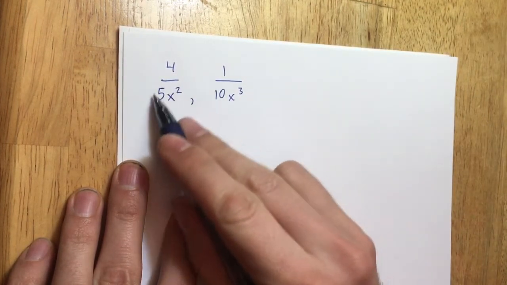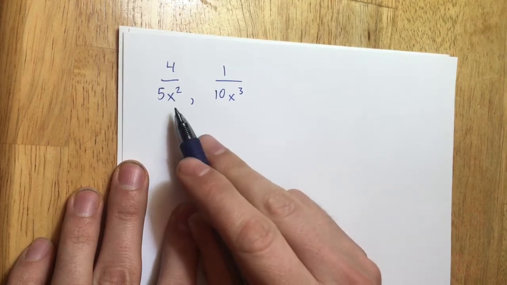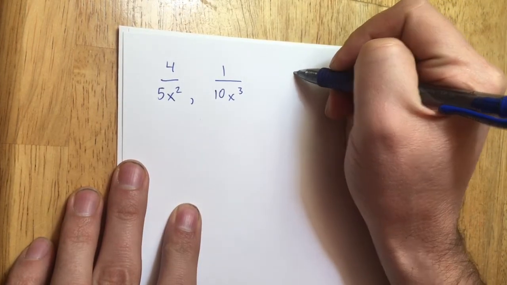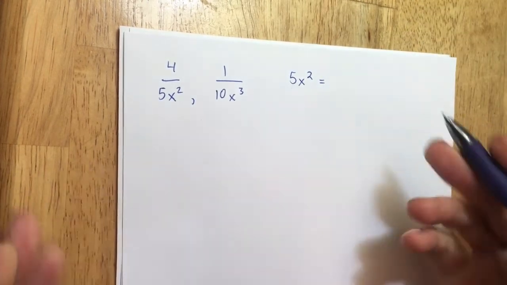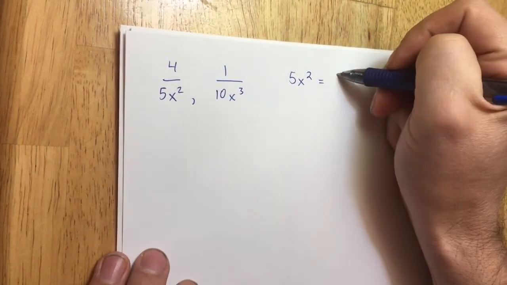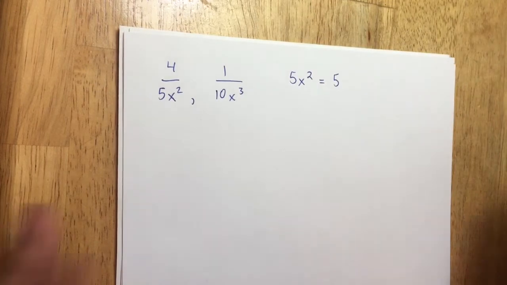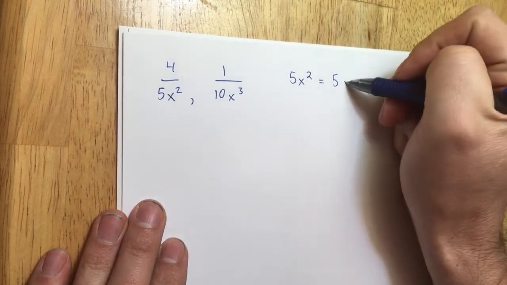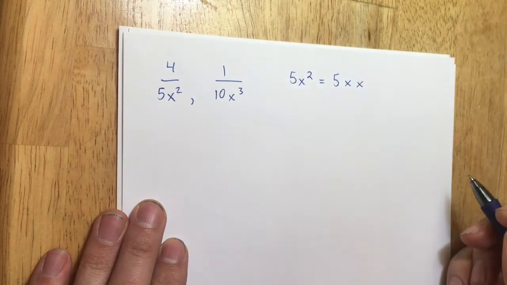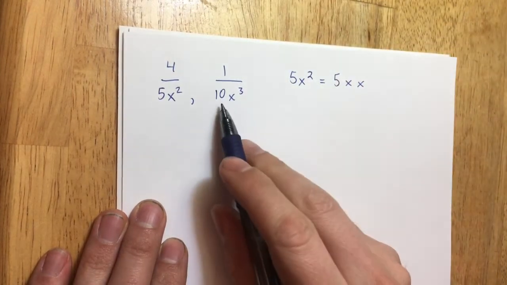So I write down this denominator fully factored. When I write down 5x squared, I can factor 5. Well, 5 is a prime number. It's already fully factored as far as it goes, so nothing to do there. X squared, I'm going to write as x times x. Okay, so that's 5x squared.